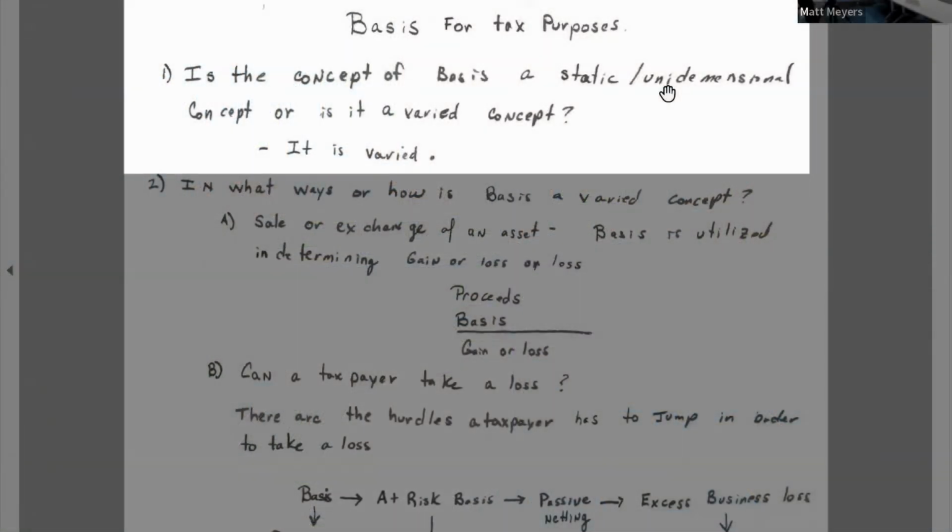Max, what's that first thing say? Number one. Basis for tax purposes. Is the concept of basis a static, unidimensional concept, or is it a varied concept?